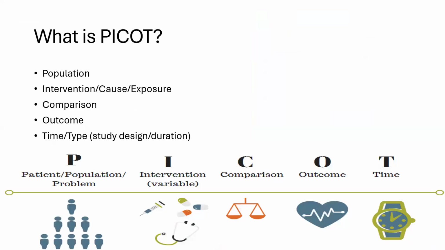So basically, first we need to understand what PCOT is. PCOT stands for P for population, I for intervention, C for comparison, O for outcome, and T for time. Sometimes I is also used for the cause or exposure in studies done with comparative groups, intervention groups, or exposure groups. So it depends on the study design and what you are considering for your research. Time is also variable. It may depend on the study design that you are selecting.